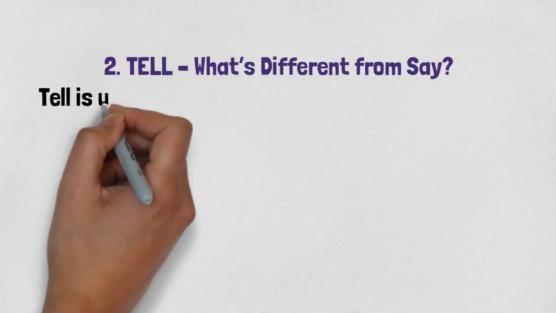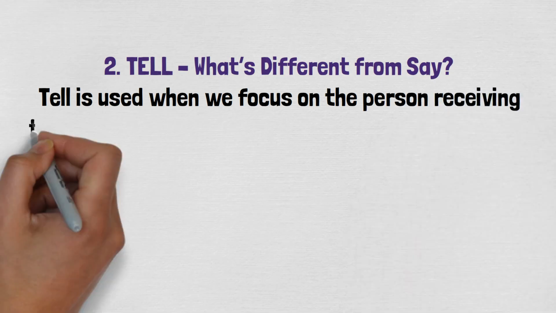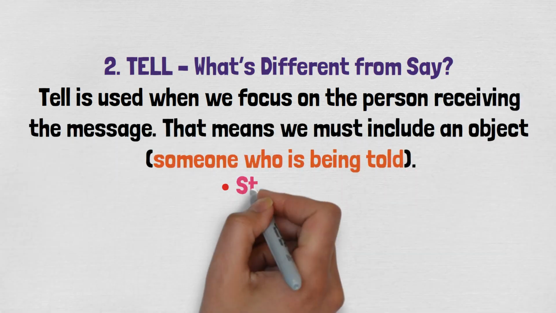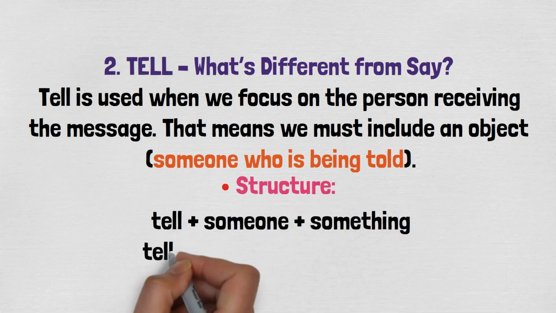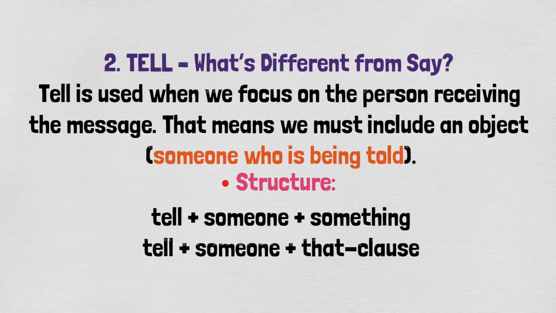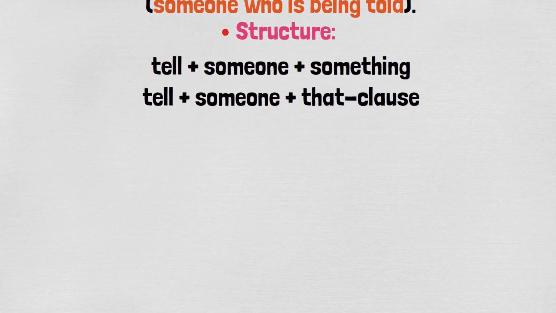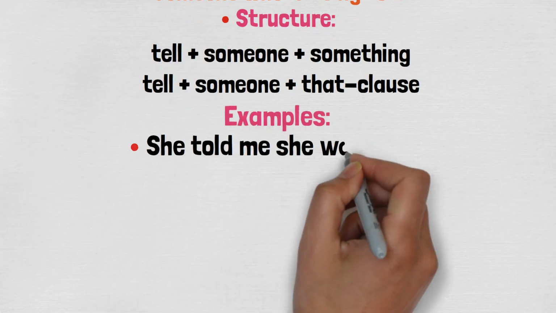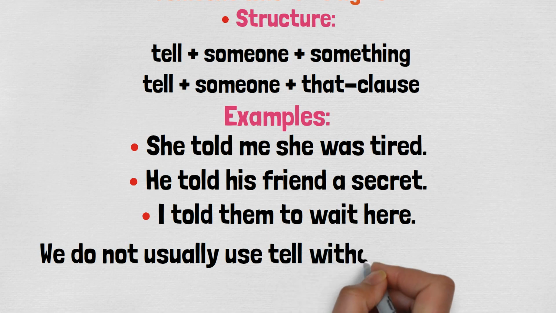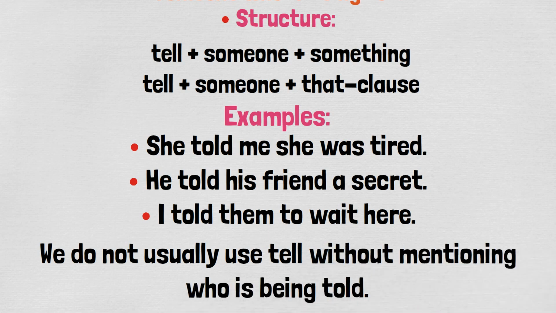2. Tell. What's different from say? Tell is used when we focus on the person receiving the message. That means we must include an object, someone who is being told. Structure: tell plus someone, plus something. Tell plus someone, plus that clause. Examples: she told me she was tired. He told his friend a secret. I told them to wait here.